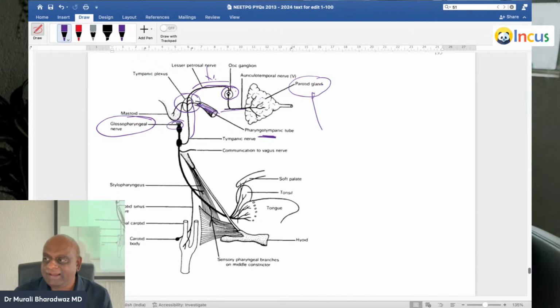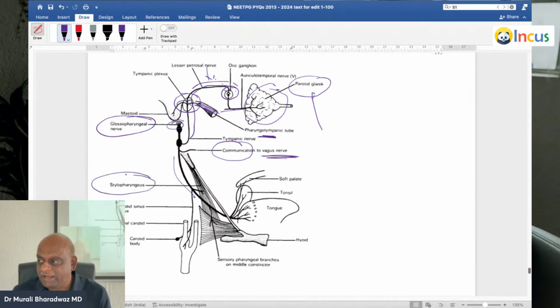Glossopharyngeal, tympanic branch, tympanic plexus, auriculotemporal nerve supplying the secretomotor fibers to the parotid gland. Then there is also a communication with the vagus nerve, and ultimately glossopharyngeal comes and supplies stylopharyngeus.